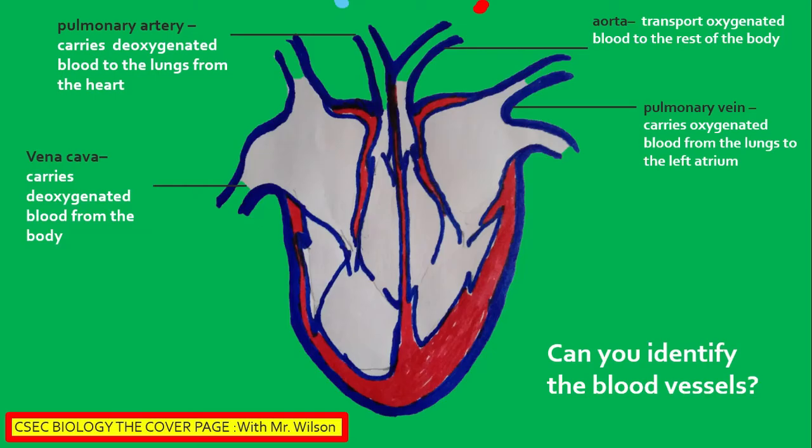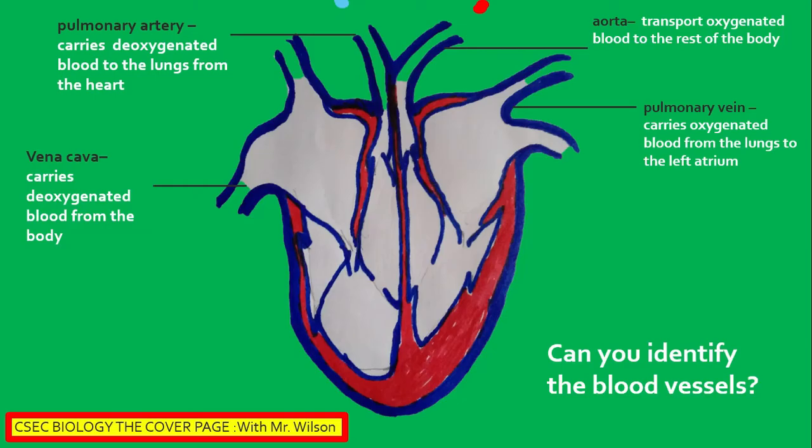Pulmonary artery. Now the pulmonary artery, we said it before, it's the only artery that's carrying deoxygenated blood to the lungs, and this deoxygenated blood is coming from the heart. Always remember that to the right side of the heart we have the pulmonary artery attached. To the right side of the heart we have the vena cava attached. To the left side of the heart we have the pulmonary veins attached, and we have the aorta attached.